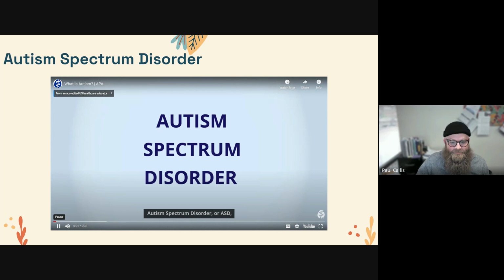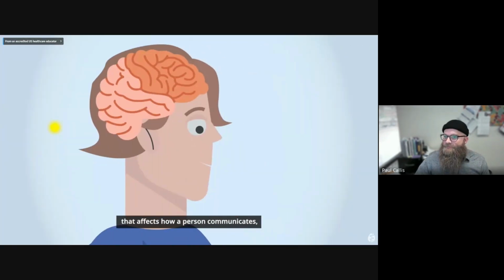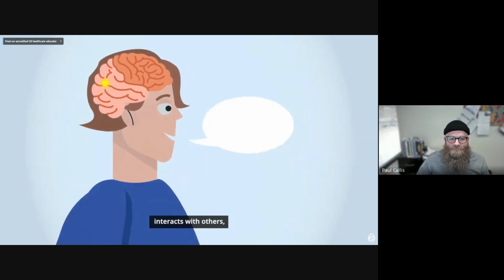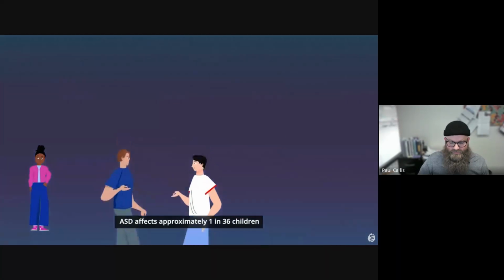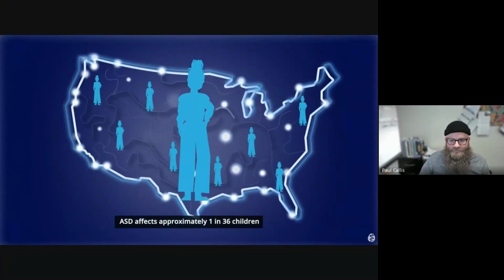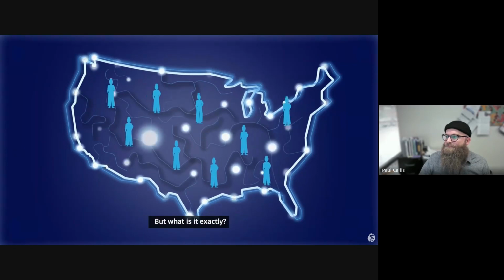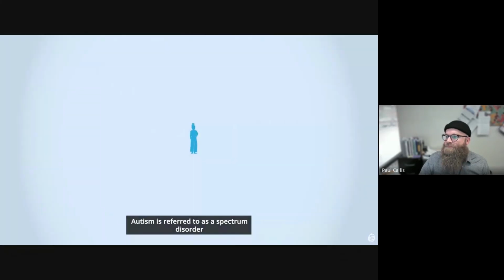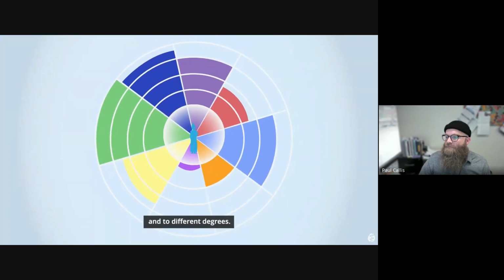Autism spectrum disorder, or ASD, is a neurodevelopmental condition that affects how a person communicates, interacts with others, and experiences the world. ASD affects approximately 1 in 36 children in the United States, according to the CDC. But what is it exactly? Autism is referred to as a spectrum disorder because it can affect people in different ways and to different degrees.